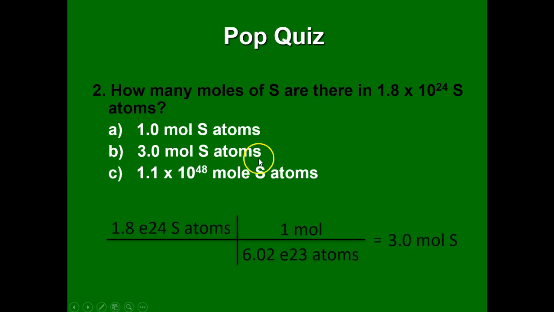Okay, the measurement I am starting with is 1.8 times 10 to the 24th sulfur atoms. I'm now going to use the reciprocal conversion factor, that there is 1 mole for every 6.02 times 10 to the 23rd atoms. Atoms cancel out. I divide 1.8 times 10 to the 24th by 6.02 times 10 to the 23rd, and I get 3 moles of sulfur. The correct answer is B.